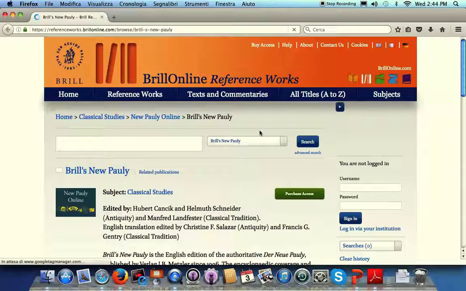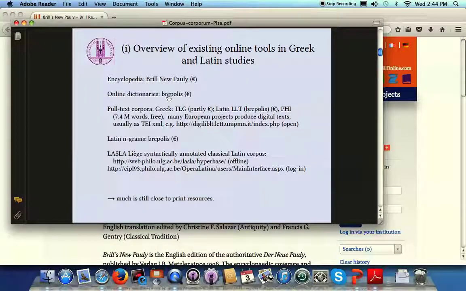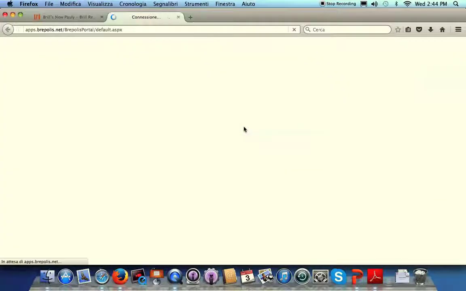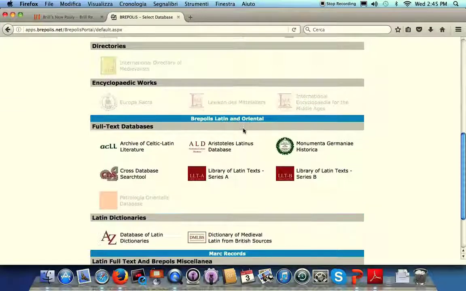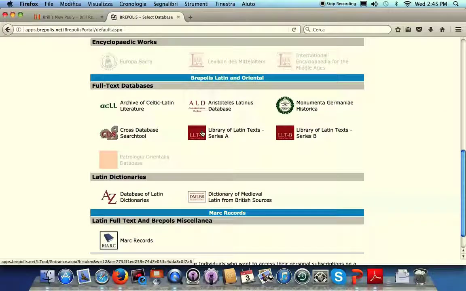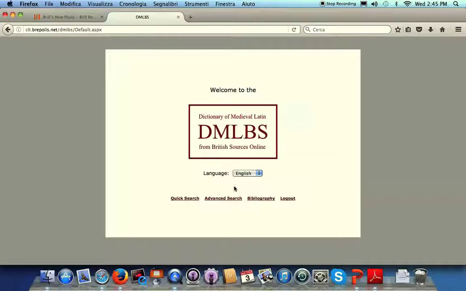Then a tool that we use very often is Brepolis by Brepols publishers in Belgium. Brepolis has a series of different digital tools that are very useful for Latin studies especially. The ones that are most important for us are the Library of Latin Texts A and B, which are full text corpora, which are therefore doing something similar that we do with our Corpus Corporum. Besides this, they have a database of Latin dictionaries, which is also very useful. It enables users to search simultaneously in about 20 dictionaries.